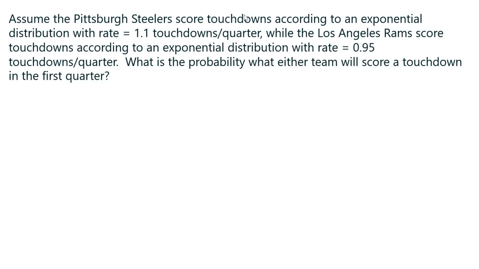Assume the Pittsburgh Steelers score touchdowns according to an exponential distribution with rate 1.1 touchdowns per quarter, while the Los Angeles Rams score touchdowns according to an exponential distribution with rate 0.95 touchdowns per quarter. What's the probability that either team will score a touchdown in the first quarter? Notice that I changed the time units for the rate to quarters instead of seconds.